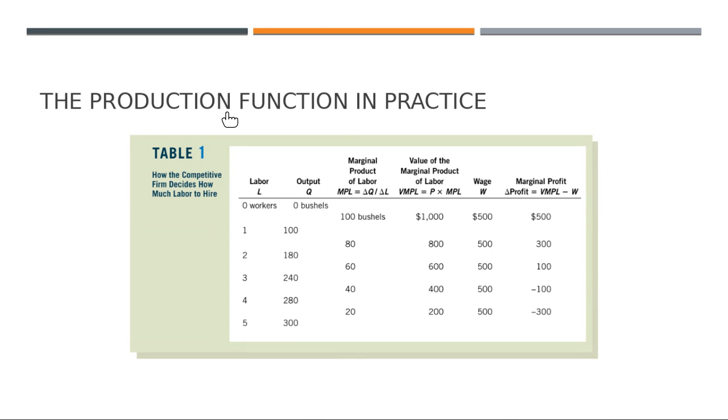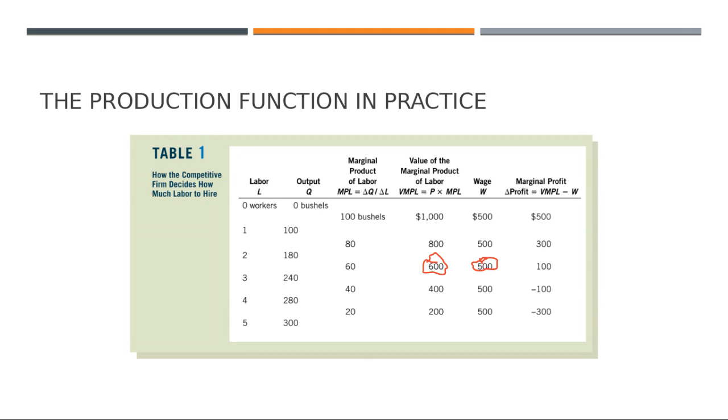So now we know how the firm decides how much labor. The firm will hire labor as long as the new employee is adding more value to the firm, as long as the value of their marginal product of labor is greater than their marginal cost, which in this case is the wage. Since 600 is greater than 500, we know the firm will add the third worker.